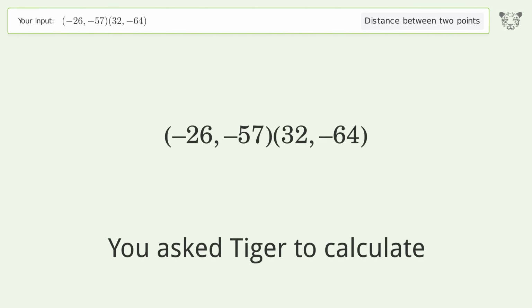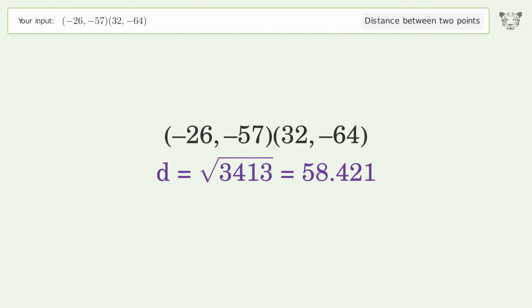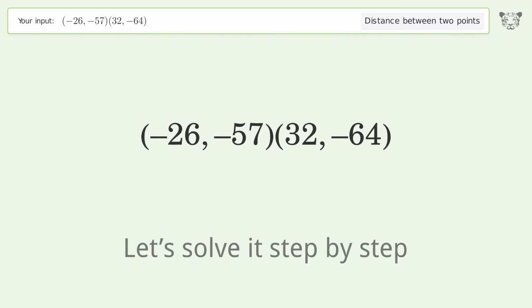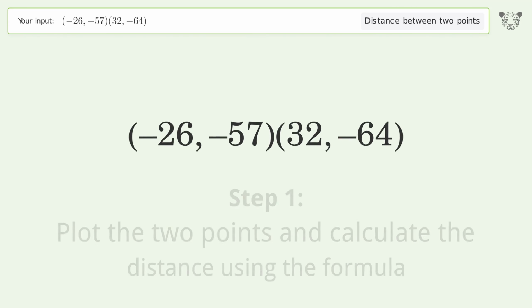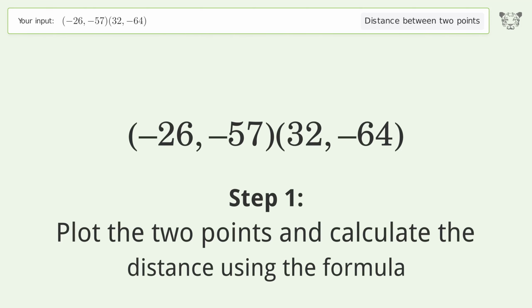You ask Tiger to calculate. This deals with the distance between 2 points. The distance between the 2 points is the square root of 3,413, or 58.421. Let's solve it step by step. Plot the 2 points and calculate the distance using the formula.